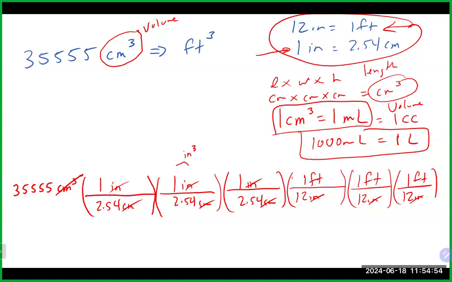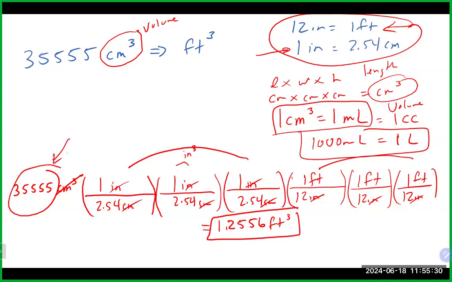At this point, we're basically taking our original number, since everything else on top is 1, and we divide it by 2.54, equals, divided by 2.54, equals, divided by 2.54, equals, divided by 12 equals, divided by 12 equals, and divided by 12 equals. That will give you 1.2556, and this would then be cubic feet. In terms of significant figures, these are all exact numbers, which means I have to default back to this number, which is 5 significant figures, and you will end up with that answer.